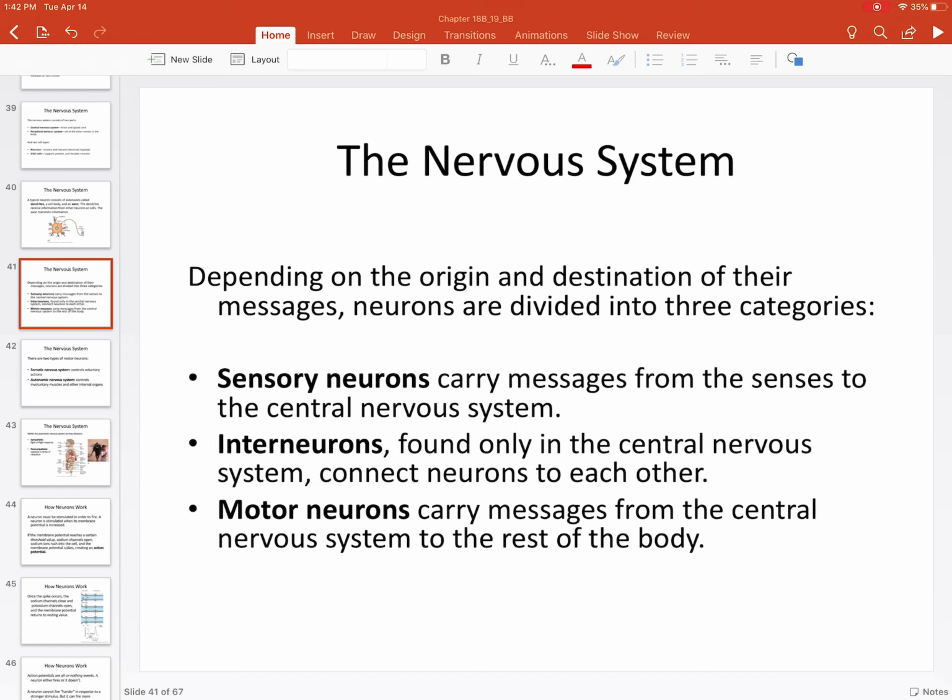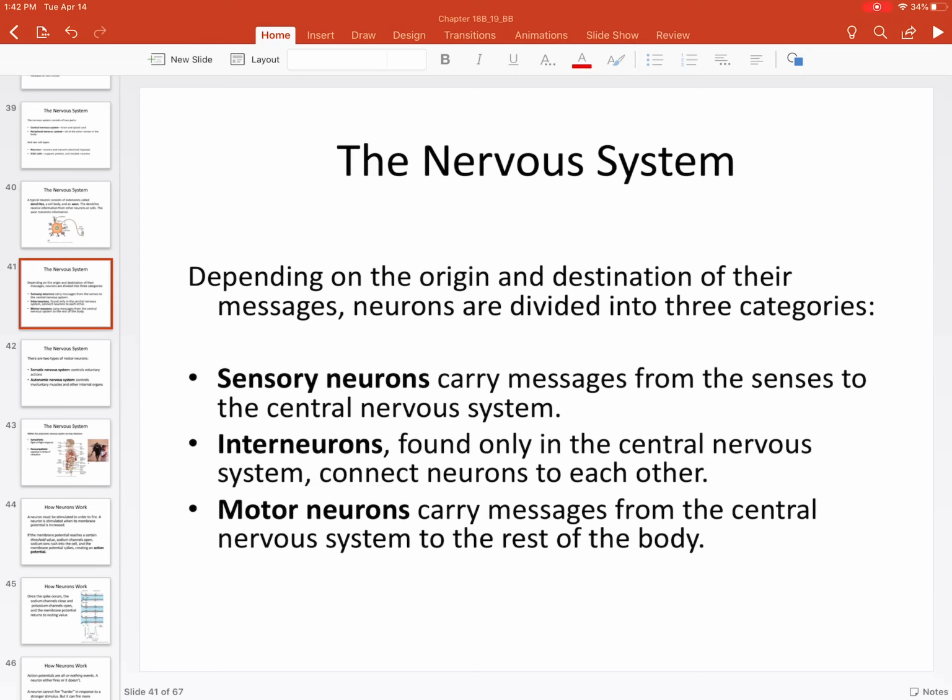The interneurons are found only in the central nervous system, so only within your brain and your spinal cord. That's what inter usually means, within your central nervous system. So the interneurons are what's in your brain and what's in your spinal cord, and they connect all the neurons together. The motor neurons carry messages from the central nervous system to the rest of the body.